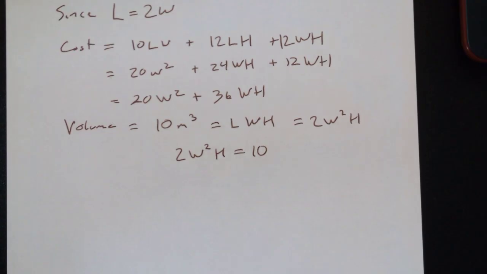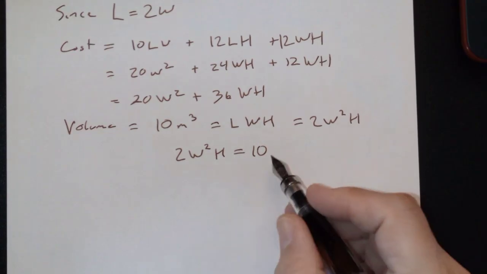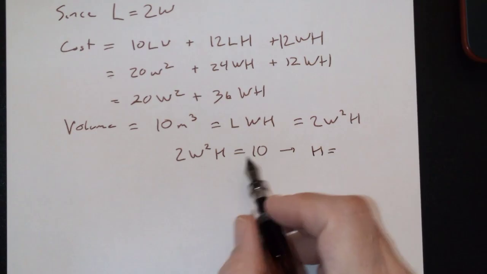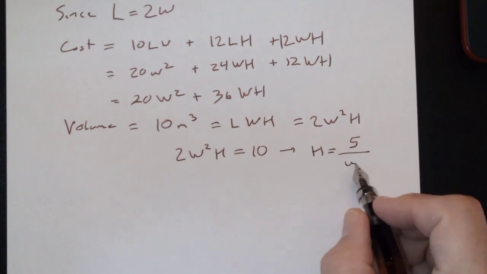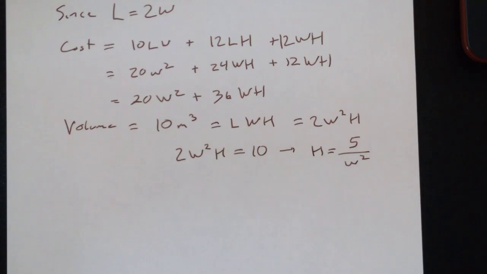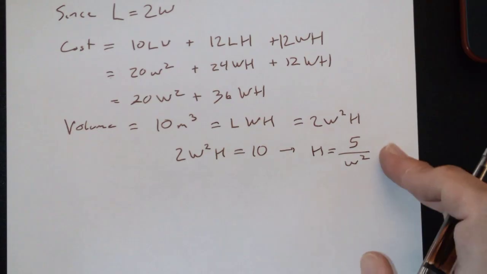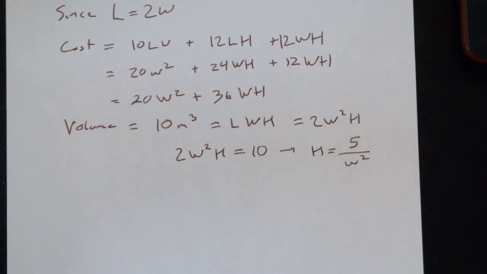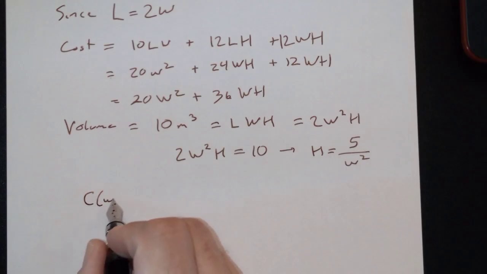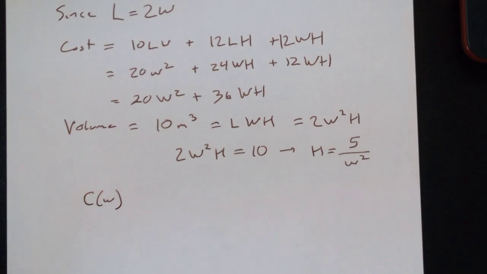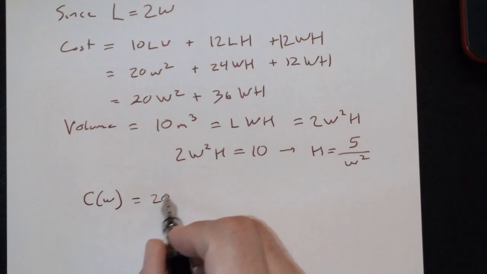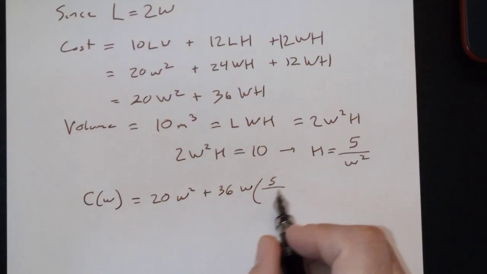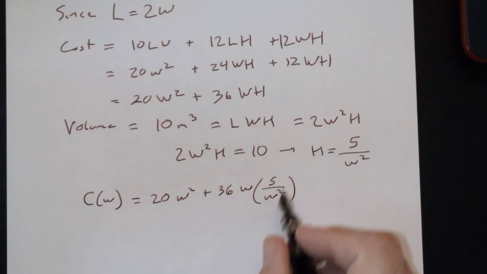If I take this and write it H equals, I can put that into here. I divide by 2, I get 5 on this side, so I get 5 over W squared. And that now goes here, and that's going to give me only W's. So now I actually have a cost function, C of W: 20 W squared plus 36 W times 5 over W squared. Let's simplify that.